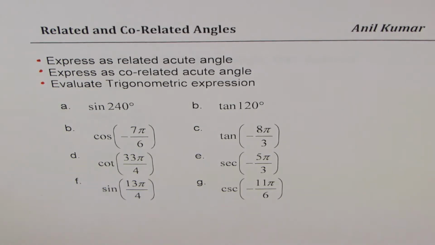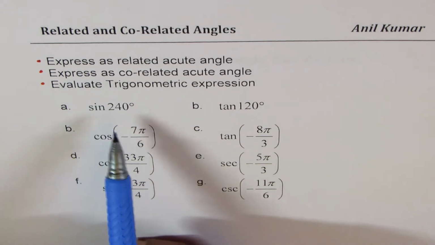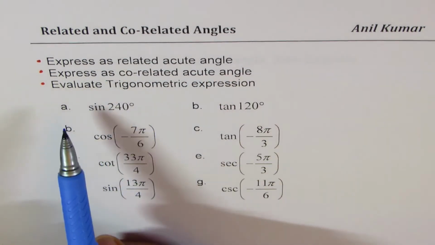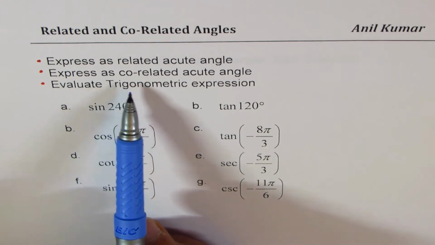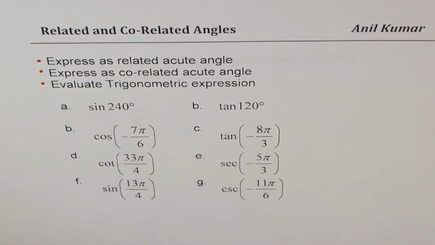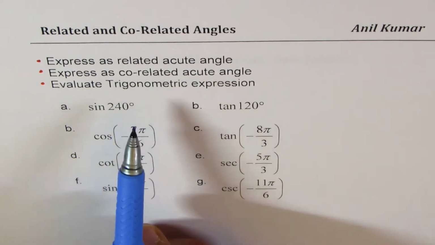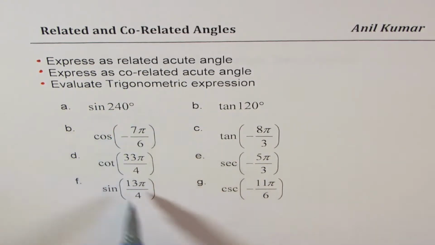In this video, we will learn some concepts and express the given function as related acute angle. We'll also express them as correlated acute angles, and then we are going to evaluate the trigonometric expressions. So I have 8 examples here. The numbering is a bit wrong here anyway. So we'll talk about what are related acute angle and what are correlated angles. Then I'll take some of these examples.